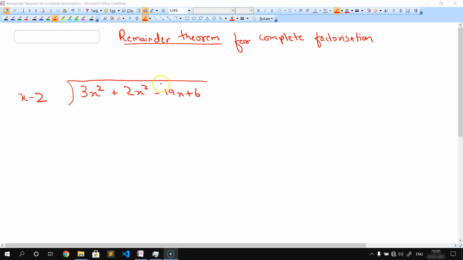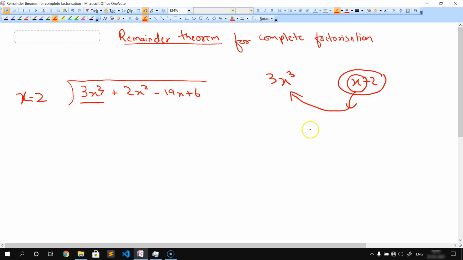So now we are going to learn the remainder theorem. How to solve this? Here it is given that x minus 2 divides 3x cube plus 2x square minus 19x plus 6. We start with 3x cube, and we have to multiply x minus 2 with such a term so that its first term becomes equal to this. So let's see.